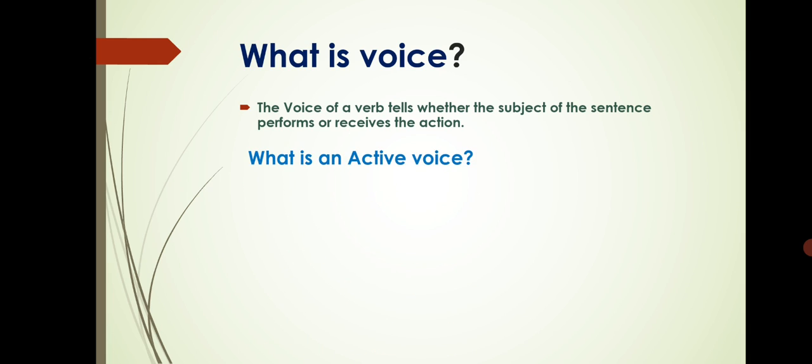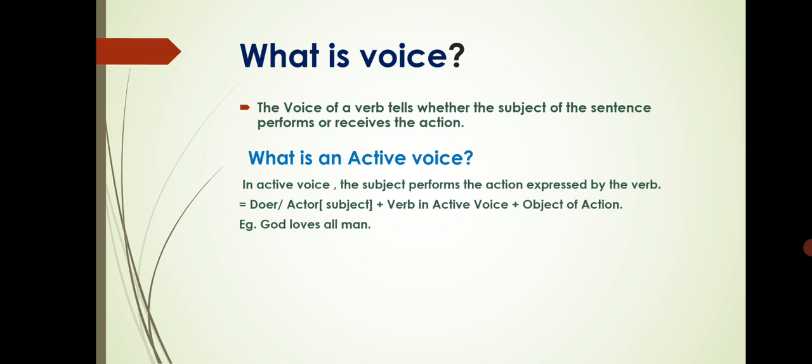Now, what is an active voice? In active voice, the subject performs the action expressed by the verb. In active voice, we use the formula subject plus verb plus object. Who is the subject? The doer of an action, means an actor. Then the verb in active voice, and the object of that action. Now we will see this formula through the given example.